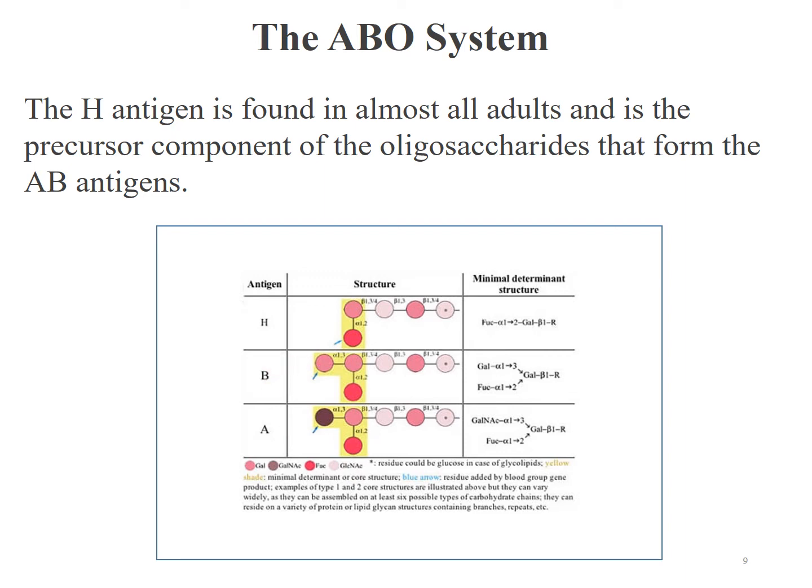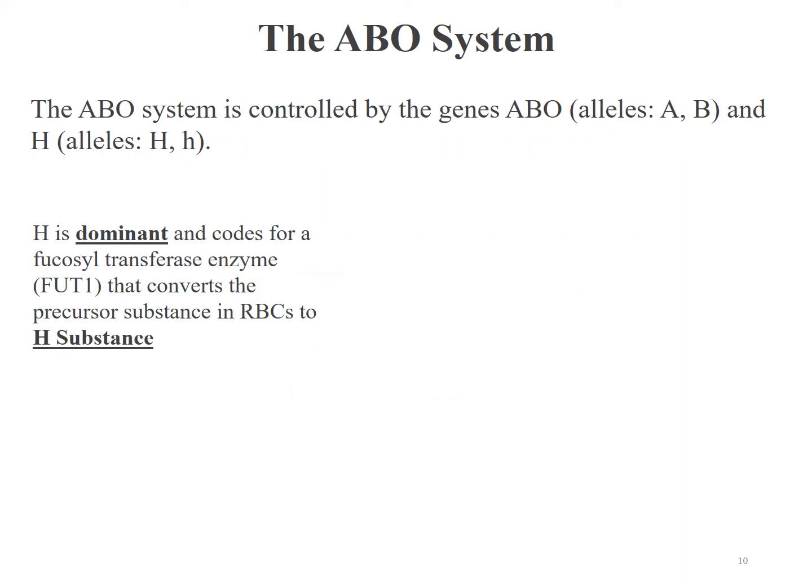So the ABO system is controlled by two important genes: the ABO gene with either allele A or allele B, and the H gene that comes with the dominant or the recessive H alleles. So the H gene is a dominant gene encoding for an enzyme, fucosyltransferase. So judging from the name, can you guess what is its function?